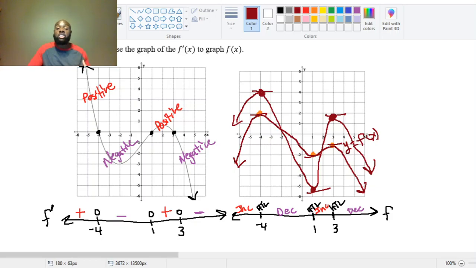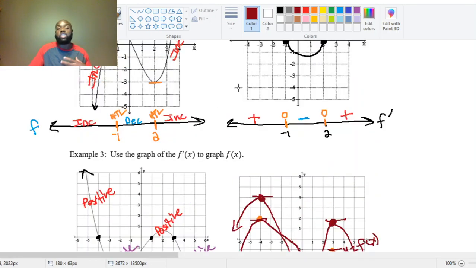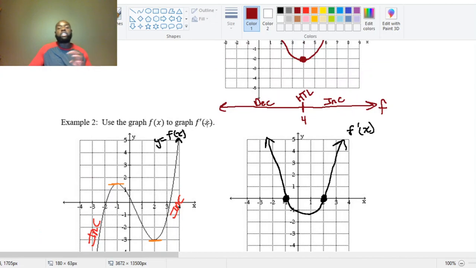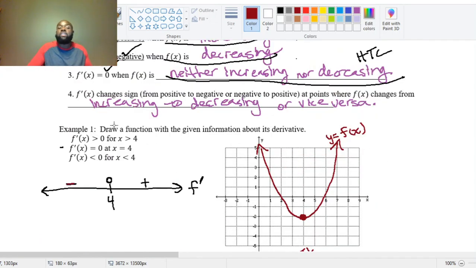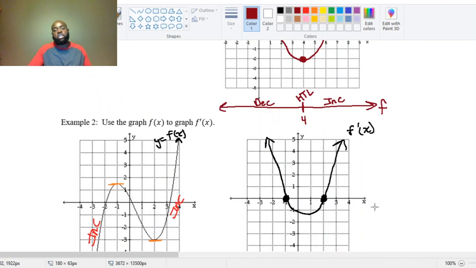So know the relationships between your function and the derivative so that if I give you the derivative, you can draw the function or sketch the graph of a function. If I give you a function, you can sketch the graph of the derivative. And if I give you some properties of your derivative, you'll be able to sketch the function.